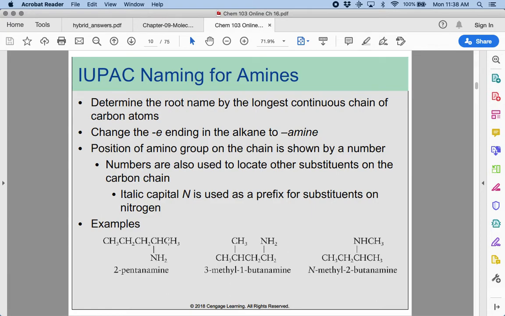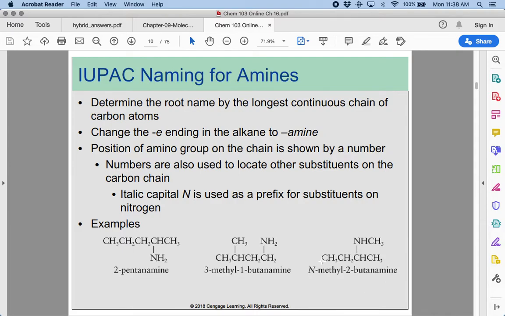So the first one we have here has 1, 2, 3, 4, 5 carbons, so that's some sort of pentanamine. And we know that we have it on the 2 carbon, so this would be 2-pentanamine. Here we have our nitrogen, and it's on 1, 2, 3, 4 carbons. We could also go 1, 2, 3, 4 carbons this way. So either way we have a butanamine. And the 1 here is representing that the nitrogen is on the 1 carbon. And then we're saying that on the 3 carbon, there's a methyl group. So 3-methyl-1-butanamine.